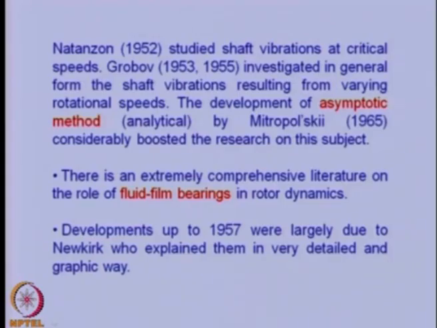Natarajan in 1952 studied shaft vibration at critical speed. Grobo in 1953 and 55 investigated in general form the shaft vibrations resulting from varying rotational speeds. The development of the asymptotic method, that is an analytical method, by Metrikine in 1965 considerably boosted the research on this subject.